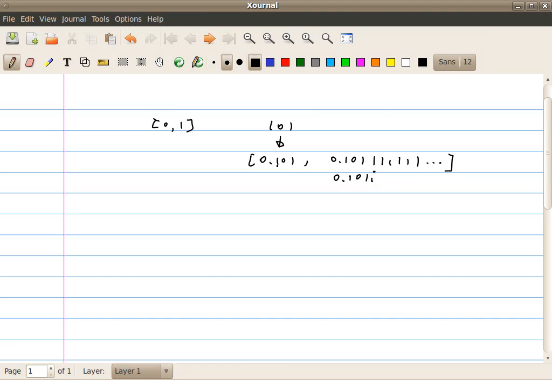Note that these numbers I'm showing here are in binary, so 0.101 is actually 0.5 plus 0.125, since 0.001 is 0.125, so this is 0.625. And 0.1011 all the way to infinity should be equal to 0.11, which corresponds to 0.75.